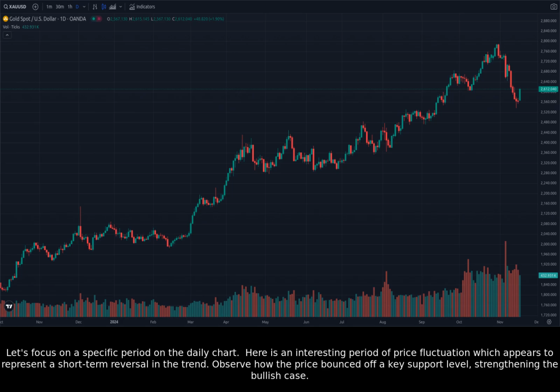Let's focus on a specific period on the daily chart. Here is an interesting period of price fluctuation which appears to represent a short-term reversal in the trend. Observe how the price bounced off a key support level, strengthening the bullish case.